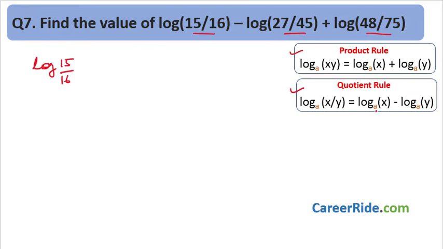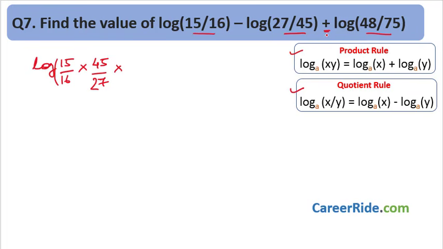Pay attention that the bases are the same, and in our case, since there is no base given, it means base 10. But we'll not take it right now. Let us just go on. So log 15 upon 16, and since I want to divide the second thing, I actually multiply it with the inverse. So I do 45 upon 27, multiplied by the third thing, which is add.